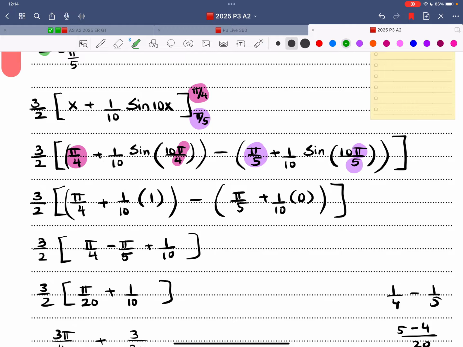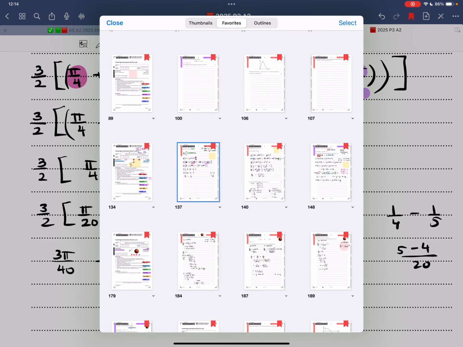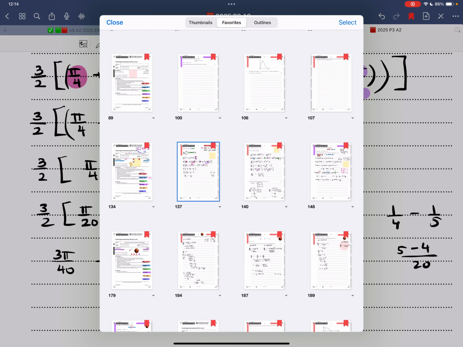So now over here, let me highlight it once again. Sine of this thing is coming out to be 1. And similarly, sine of this thing is coming out to be 0. And then the rest is simple basic calculation in the exact form. That is the final answer. Now this question is done. Let me move to the next one.